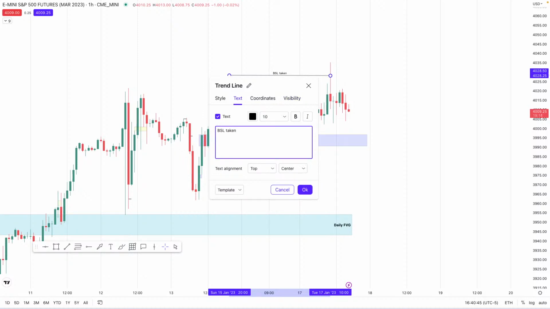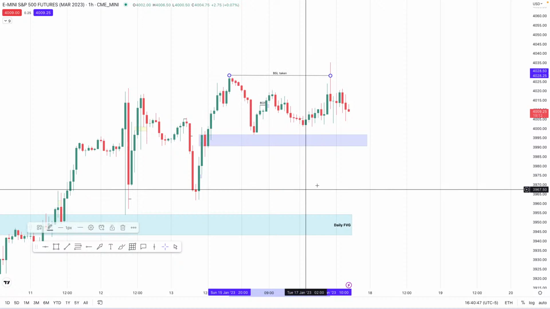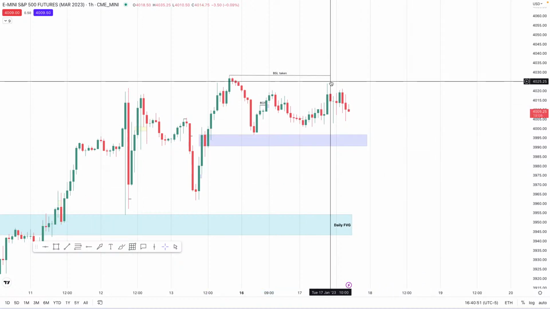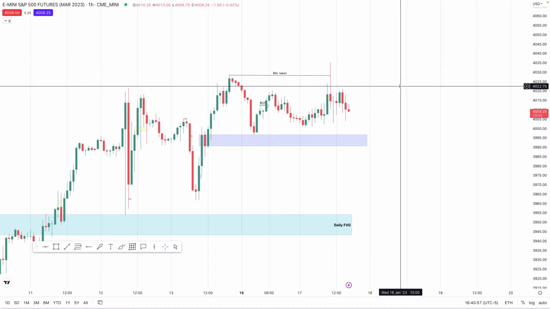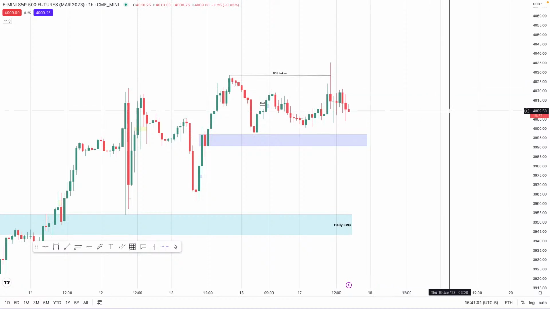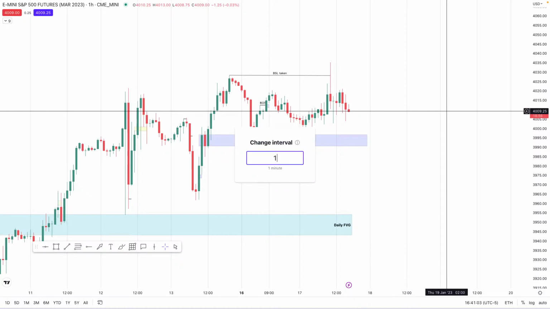We'll mark that as taken. Okay, and so this was today. That buy side liquidity was taken in the morning, New York Open. And we're going to go down into the 15-minute chart.